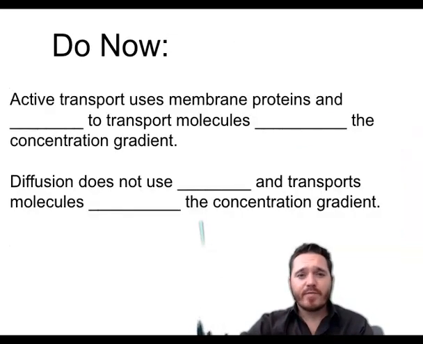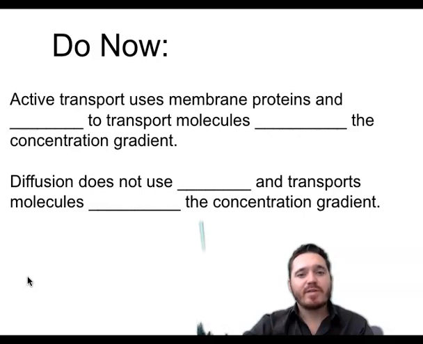Just as a review for previous topics that are highly involved in this topic, think about active transport, think about passive transport, and the different types of passive transport as well. So active transport is using membrane proteins and ATP to transport molecules against the concentration gradient, right? So from low to high concentration.